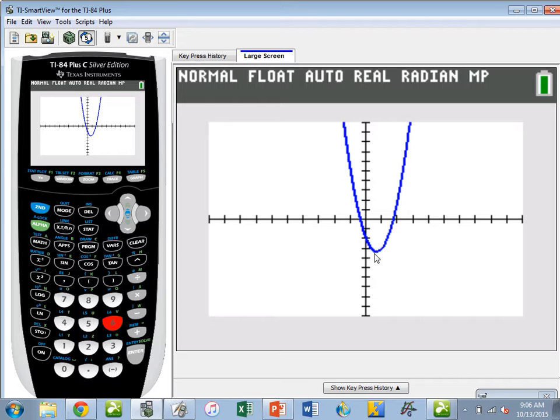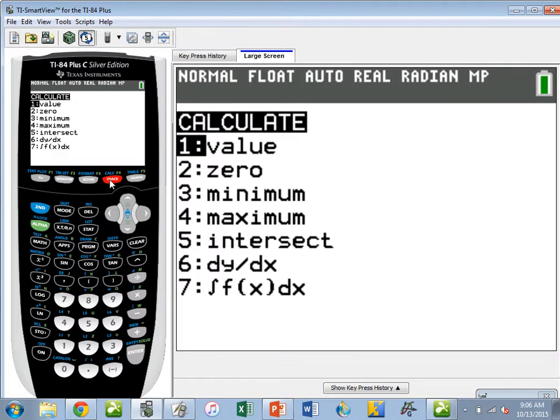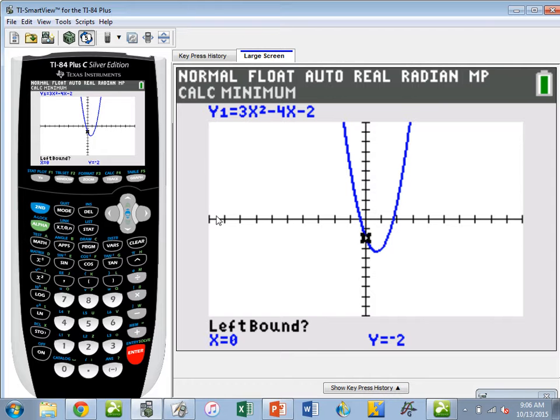So to get your calculator to approximate where that point is, I go to second and then trace, which is the calculation screen. This is what comes up. There's a lot of different things on the screen that we're going to look at as we move forward, but for what we're talking about now, we're just talking about the relative minimum. So if I push 3, I get these questions that come up.